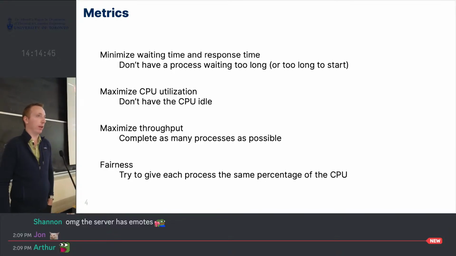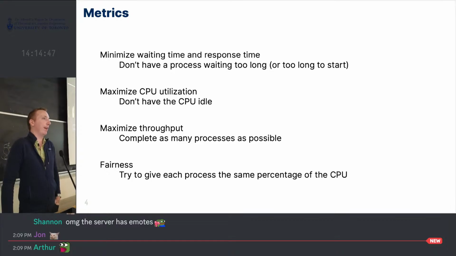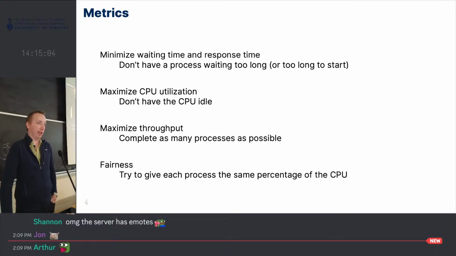And the last one is fairness, which is kind of at odds with the rest of them. Ideally, you would like to give each process the same percentage of the CPU, or otherwise be fair, because if a process wants to run, you essentially want to ensure it will run at some point in the future.